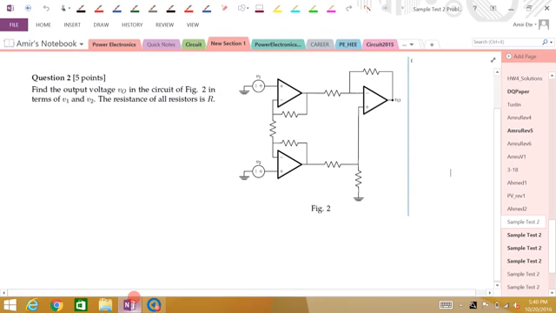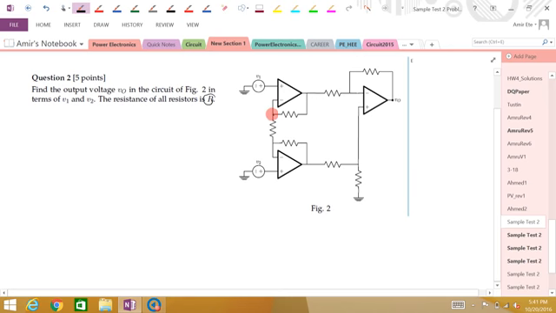So in this example we would like to find the output voltage in terms of the input voltages V1 and V2 in this circuit, and all these resistors have the value of R. I cannot identify any building blocks to use shortcuts to solve this circuit. So what I need to do is write a number of helpful KCLs and combine them to find the output voltage.